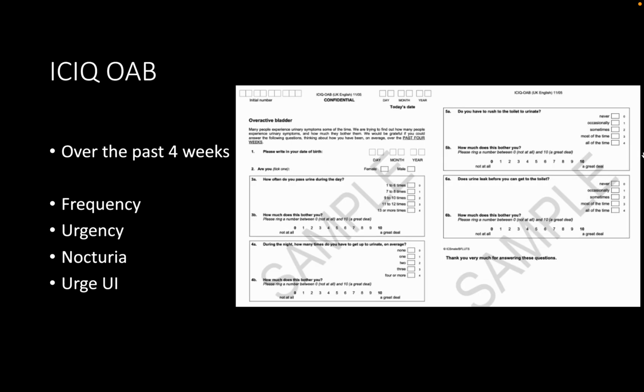The initial investigations that I would ask for would be a urine dipstick analysis to exclude UTI, but also hematuria. I will perform residual bladder volume measurements in the clinic. I'll analyse a 3-day bladder diary, and I'll send off a midstream urine specimen for culture if indicated.